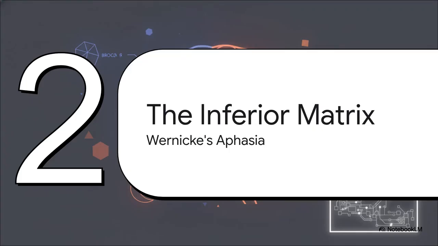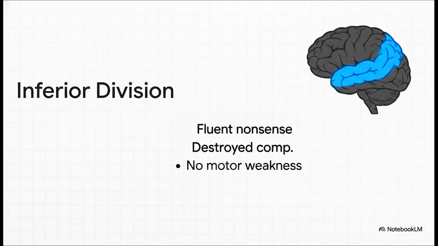Moving on to Module 2, the Inferior Wernicke Matrix. Transitioning to the inferior division, we face a totally different clinical phenotype with its own distinct neurovascular rules. We're now moving out of the frontal lobe and down into the parasylvian temporal lobe. Here, the patient speaks fluently. The rhythm, the cadence, honestly, it all sounds perfectly normal until you actually listen to the content. It's a complete word salad, packed with neologisms or made-up words.